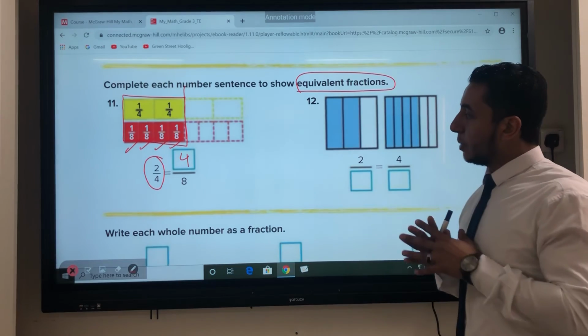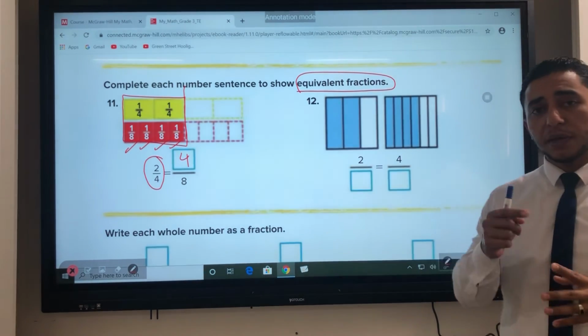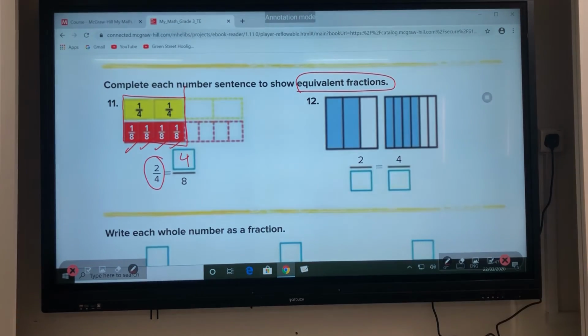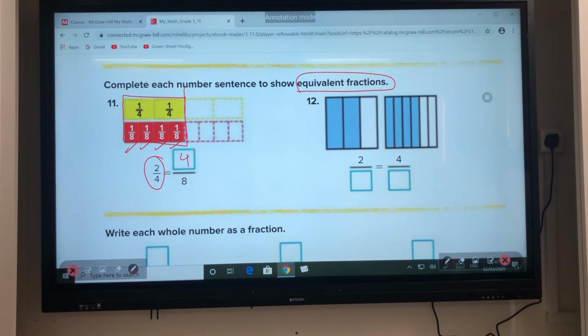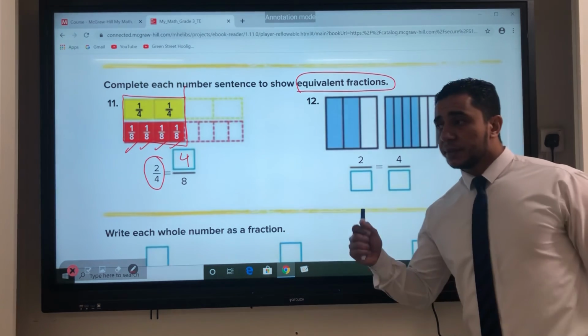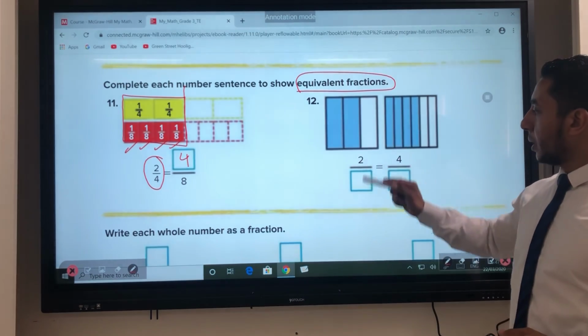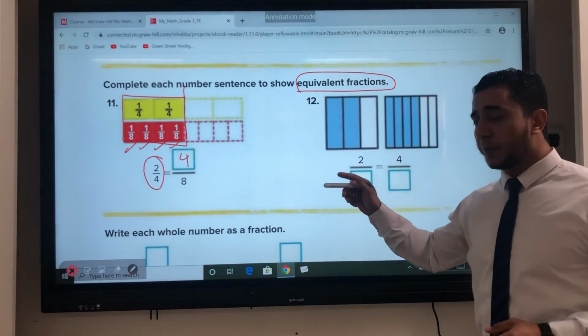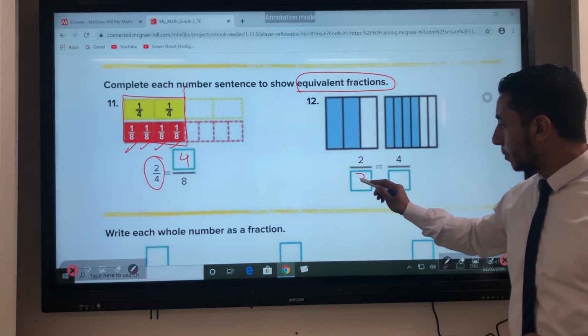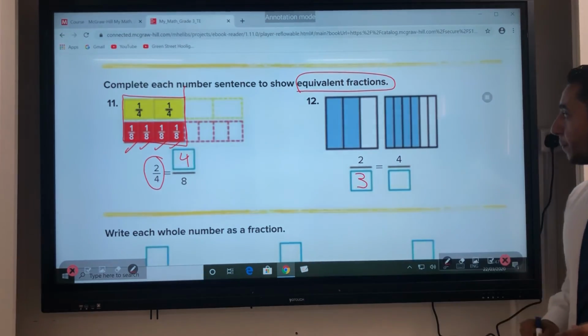Question number 12 by yourself. I'll give you 1 minute. Excellent. So 1, 2, 3. And 2 shaded parts. So 2 out of, excellent, 3.